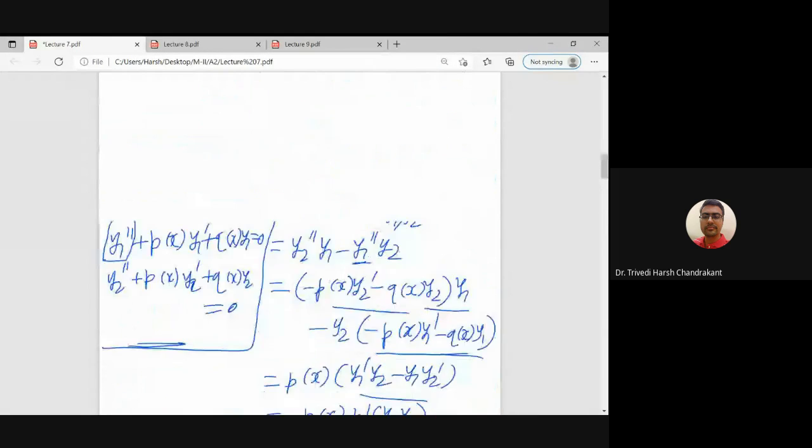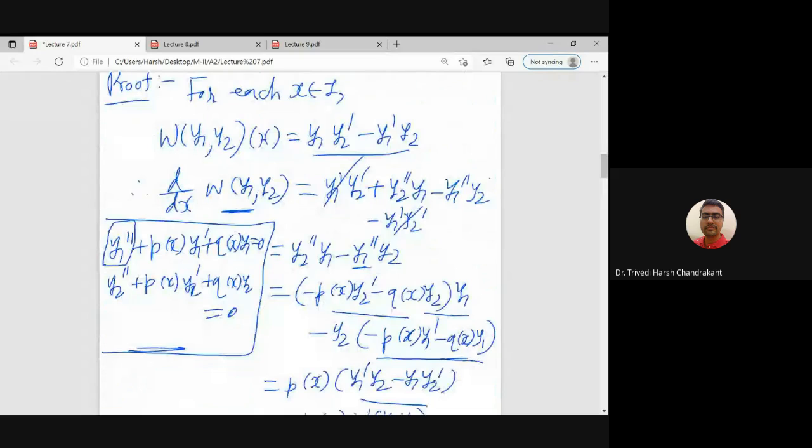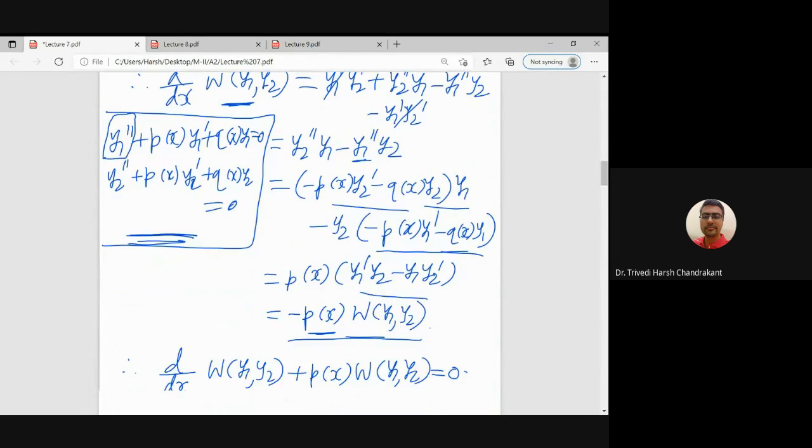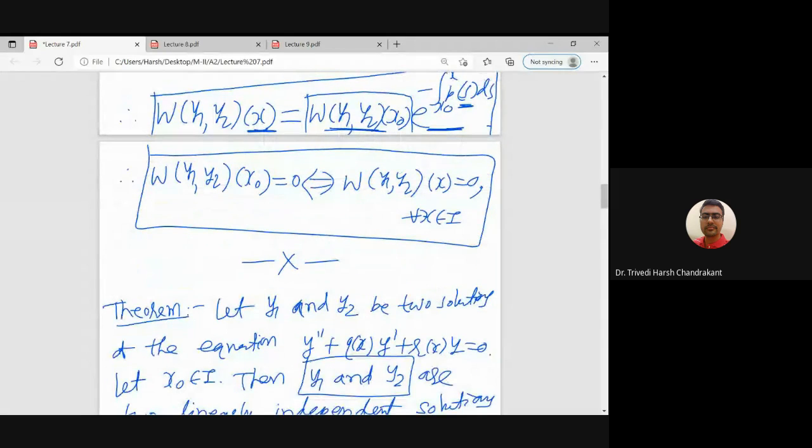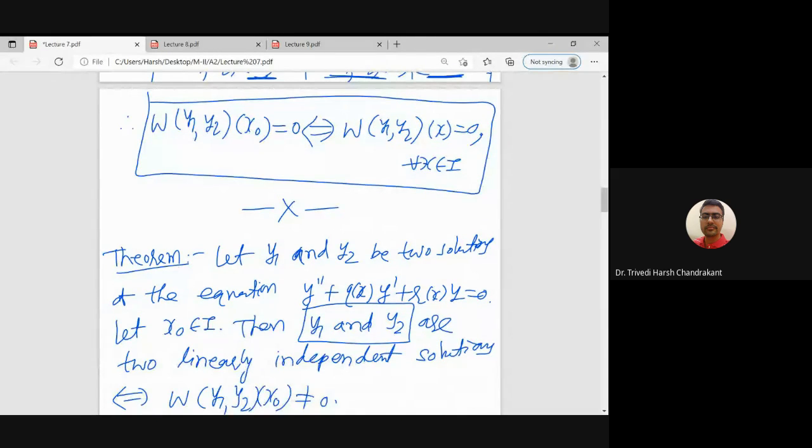Because I had taken a wrong equation last time, I have now corrected this one. I will share this PDF again today, so just go through it once again, right?